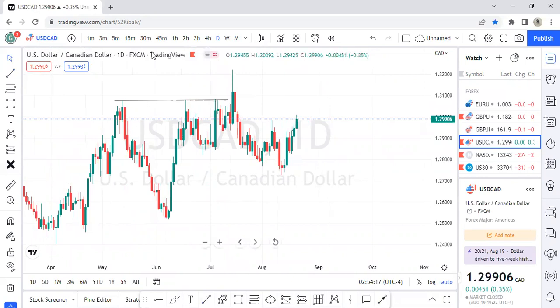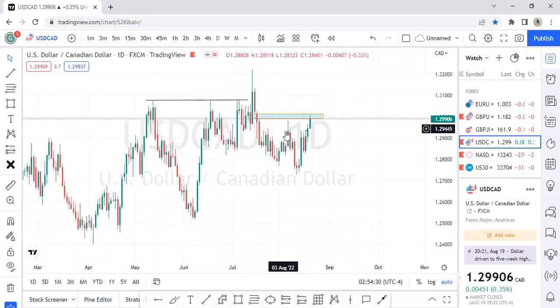And if you look closely, we have an imbalance here inside that candle, right? So there's an imbalance here, right? Which has been filled, right? So we could have a sell setup here. So this is what I'm looking at on the USD CAD.